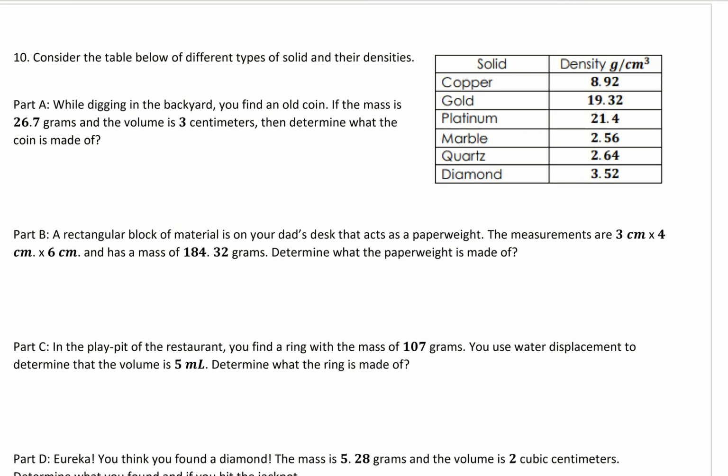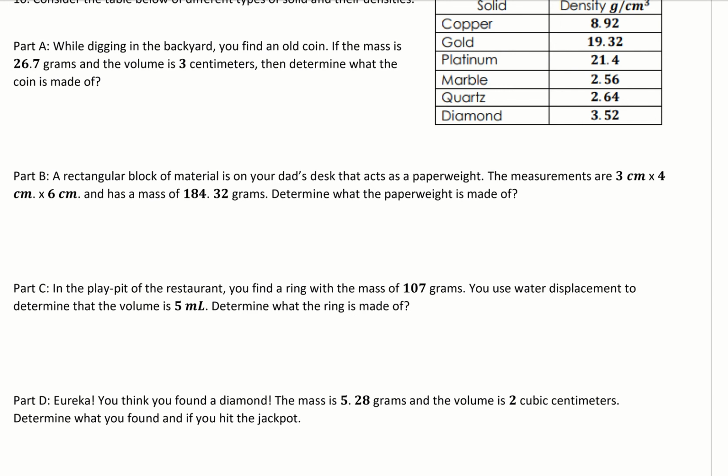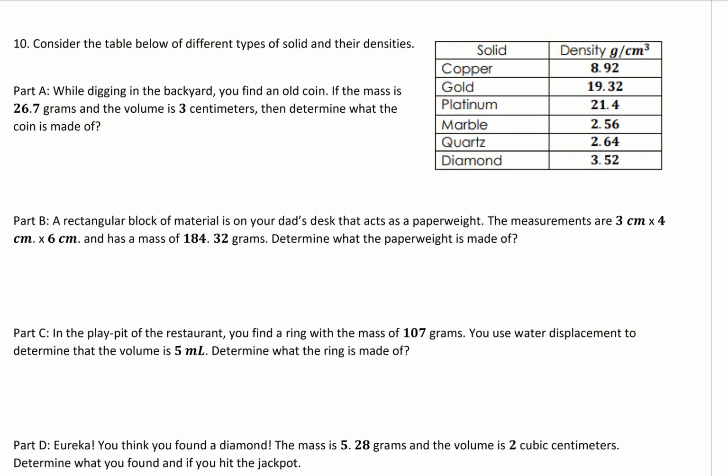Consider the table below of different types of solids and their densities. While digging in the backyard, you find an old coin. If the mass is 26.7 grams and the volume is 3 centimeters, then determine what the coin is made of. All right, so let's calculate the density. The density is mass, 26.7 grams, over the volume, 3 centimeters. This should be 3 centimeters cubed, not 3 centimeters. So we get 26.7 divided by 3, so it's 8.9 grams per centimeter cubed. So most likely the coin is made out of copper, right?